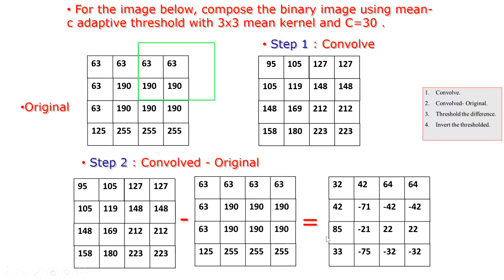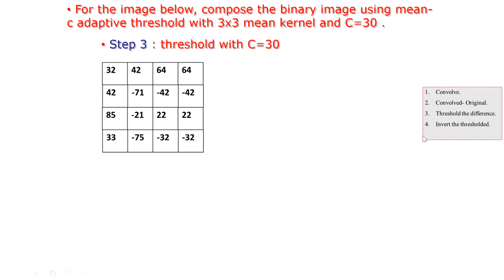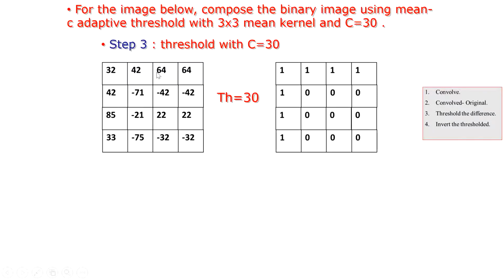You have this image, and you need to threshold the whole image by using the threshold value C equal to 30. Whatever is higher than the threshold belongs to the foreground, which you label as 1. Whatever is less than 30, you label as 0, which belongs to the background. It's quite straightforward. For this case, this is 1 1 1 1 1 0 0 0 1 0 0 0 1 0 0 0. So you have the outcome here.